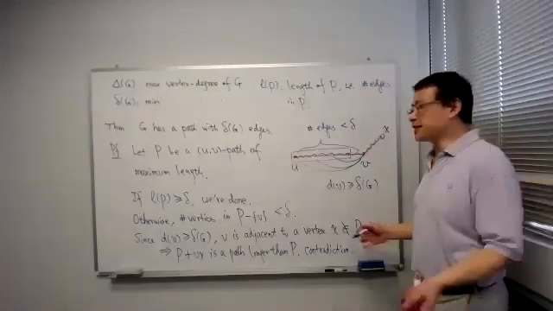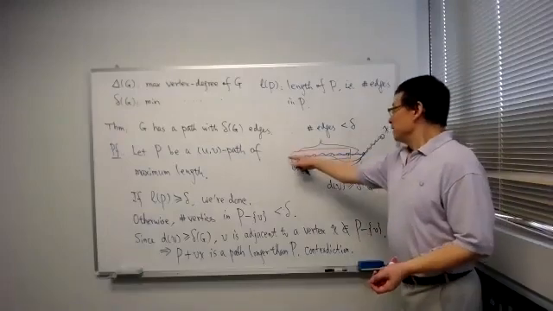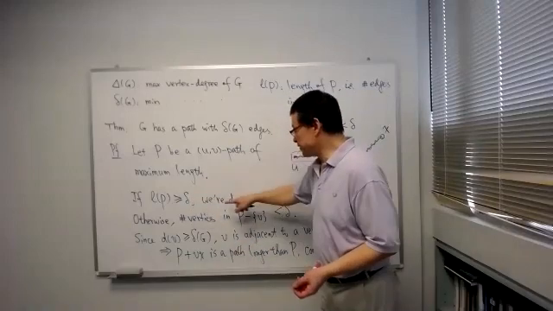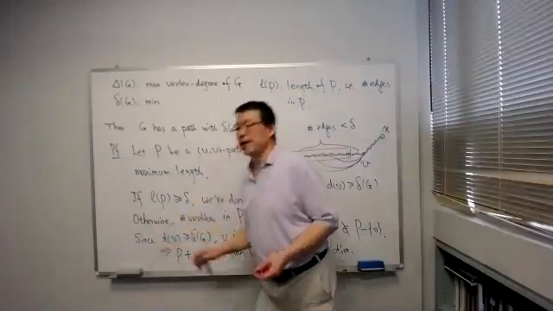Because of this contradiction, the number of edges here must be at least delta. So only this one will happen. So this part will not happen.